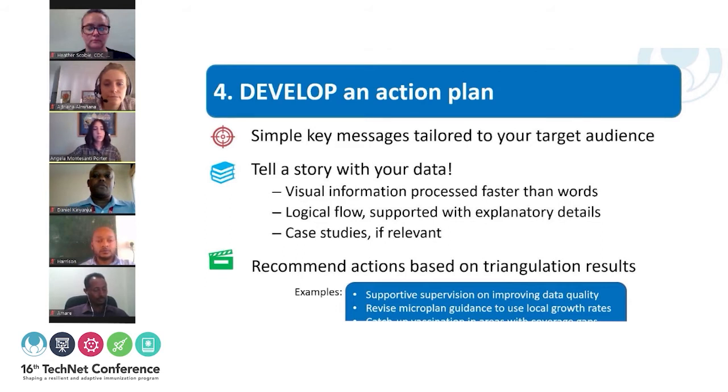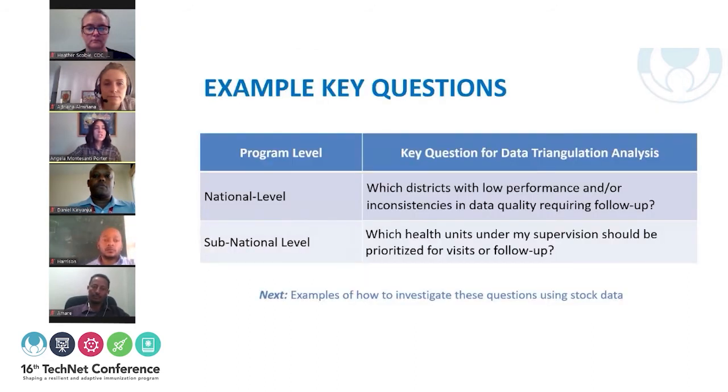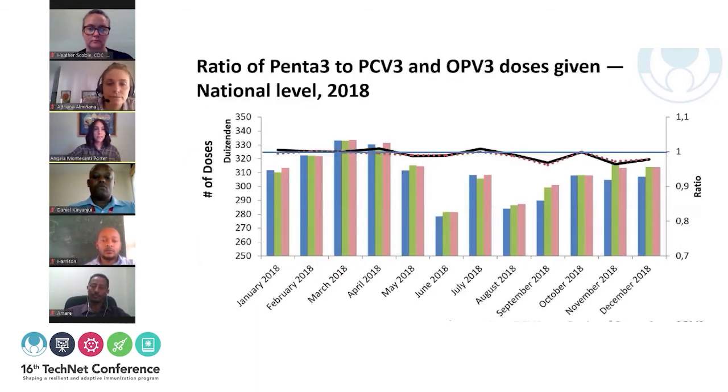For example, supportive supervision to improve data quality, revise microplan guidance to use local growth rates, and catch-up vaccination in areas with coverage gaps. So some example key questions to get someone started in a triangulation process are listed here. At the national level, a key question could be which districts with low performance and/or inconsistencies in data quality require follow-up. At the subnational level, which health units under my supervision should be prioritized for visits or follow-up. Next, we'll show you some examples of how to investigate these types of questions using stock data.